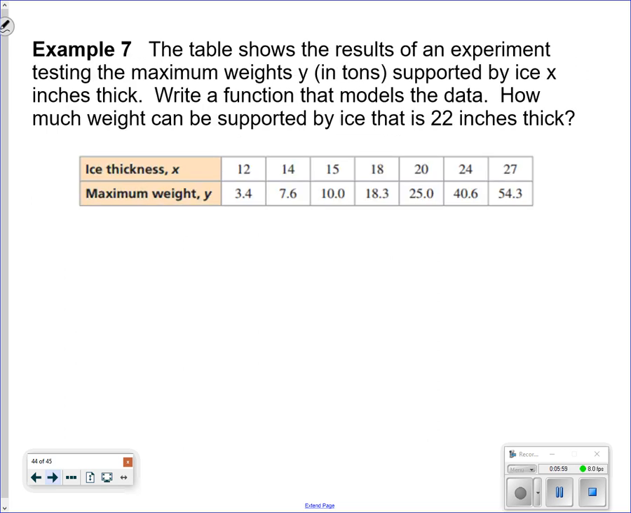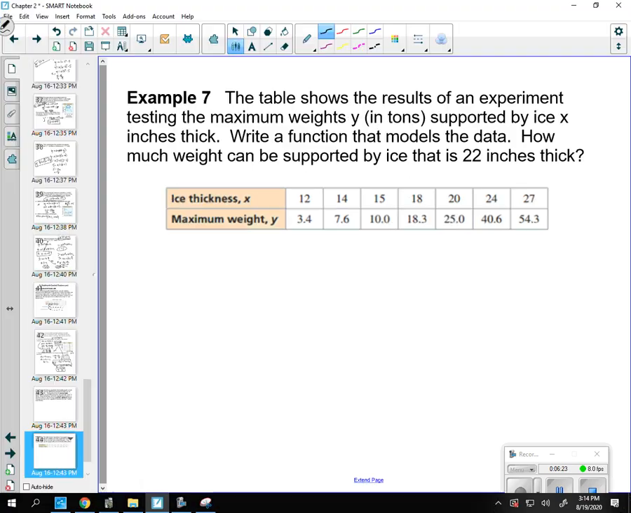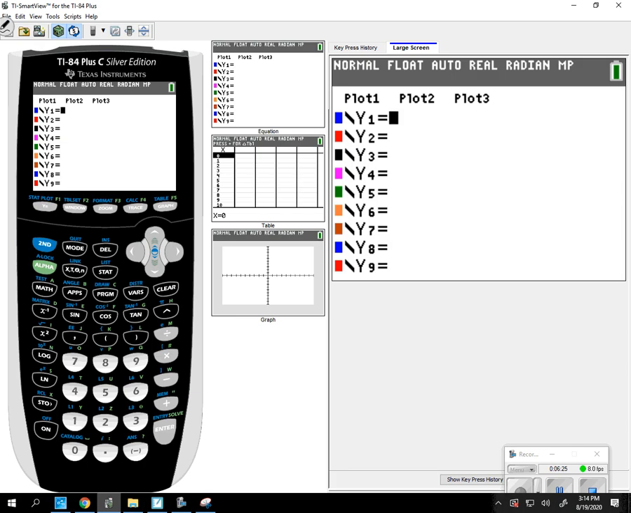So that's what we're going to do with this next one. We have a table of values that shows the results of an experiment testing the maximum weight supported by ice that is y inches thick. Write a function that models the data using a graphing calculator. So now I need to pull out a graphing calculator, and I'm going to enter this data into my graphing calculator. So let's pull up a graphing calculator so that we all have that device.